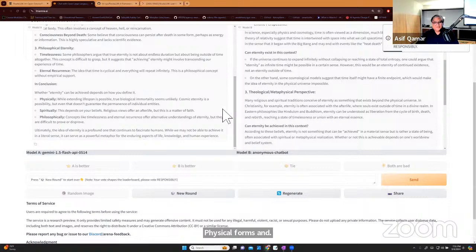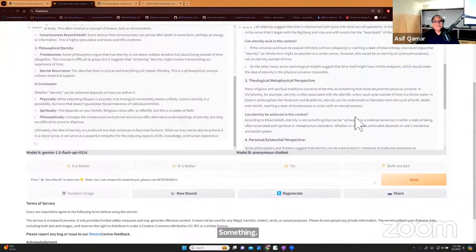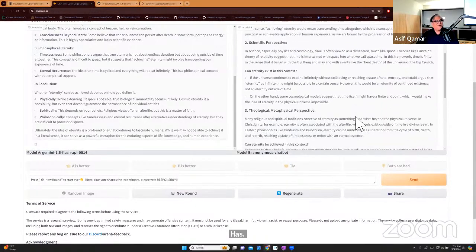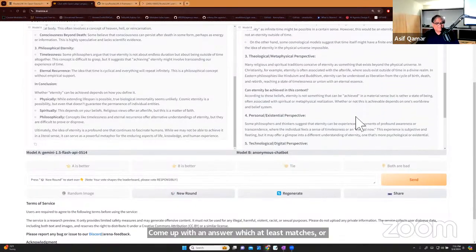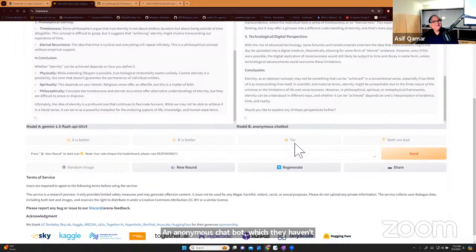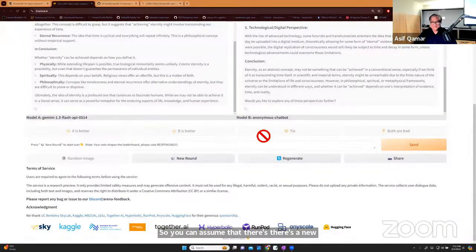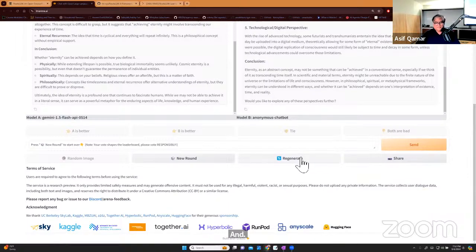That's right. So here's something very interesting. Something has come up with an answer which at least matches or is within ballpark of Gemini 1.5 Flash, an anonymous chatbot, which they haven't released. They haven't revealed. So you can assume that there's a new kid on the block. Yes. Right. And you could play this game once again. You could say, let's say, a new round.